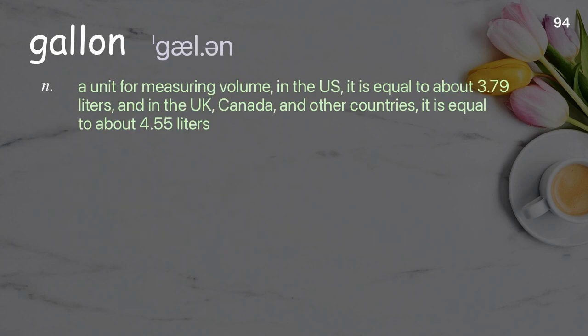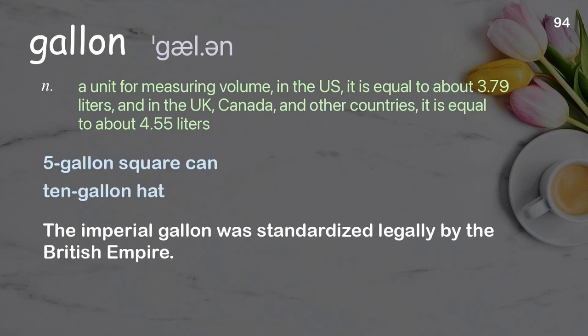Gallon. A unit for measuring volume, in the U.S., it is equal to about 3.79 liters, and in the U.K., Canada, and other countries, it is equal to about 4.55 liters. Examples: 5-gallon square can, 10-gallon hat. The imperial gallon was standardized legally by the British Empire.